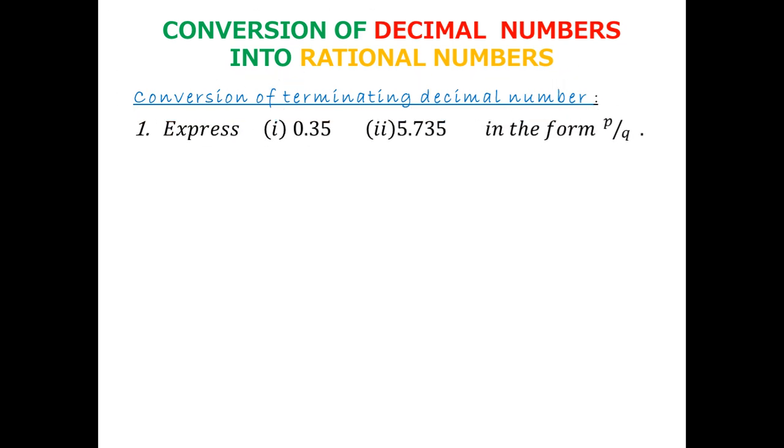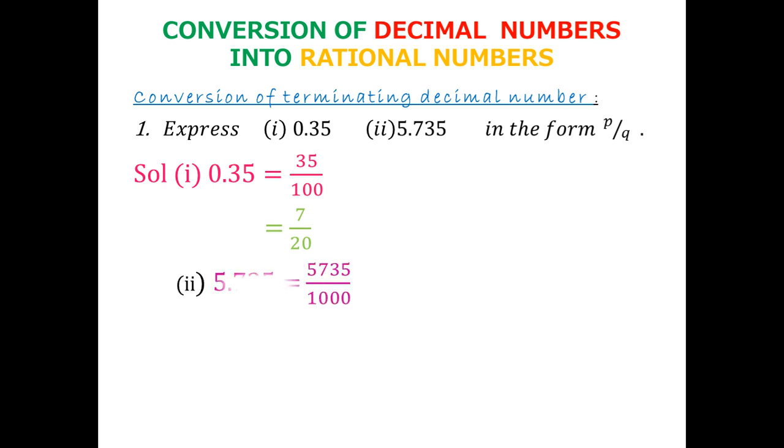Our example is: express the first part, 0.35, and the second part, 5.735, in the form p by q. This is a very simple type. You can easily solve it. 0.35 can be written as 35 by 100, and you can cancel it, and the answer is 7 by 20.